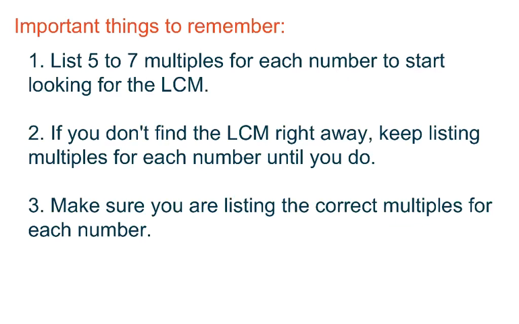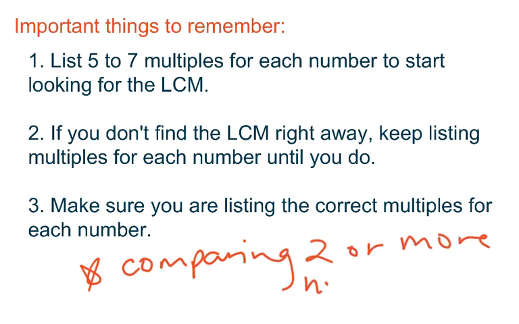So a few final notes or important things to remember. Number 1, make sure you're listing 5 to 7 multiples for each number to start looking for the LCM. Number 2, if you don't find the LCM right away, keep listing multiples for each number until you do. Number 3, make sure you are listing the correct multiples for each number. If you're not counting correctly, chances are you're not going to find the right least common multiple, so make sure that you're doing the steps correctly. And the final thing that you need to remember is that you are comparing 2 or more numbers in order to find the least common multiple. So you have to compare 2 or more numbers in order to find that least common multiple.